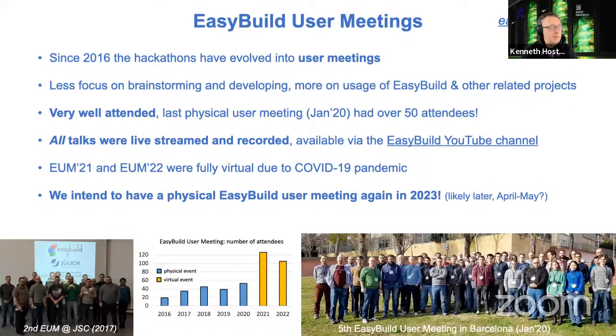These have actually been very well attended. So the first couple of user meetings had 20, 30 attendees. But the last physical one in Barcelona, early 2020, had over 50 people actively joining, with some people flying in from the US or Australia. So that's quite unexpected, I would say, and that's quite a good sign of the maturity of the EasyBuild community.